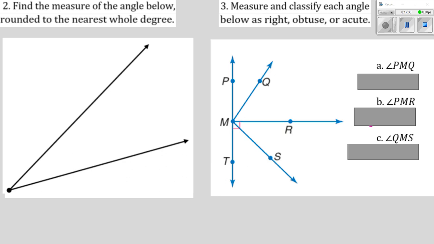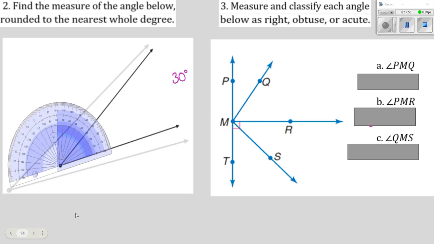Then you ask yourself, is it acute or is it obtuse? You can clearly see that it's acute because for a 90 degree angle, you would have that marker that tells you 90 degrees, and it's smaller than that. So whatever number you get should be less than 90.